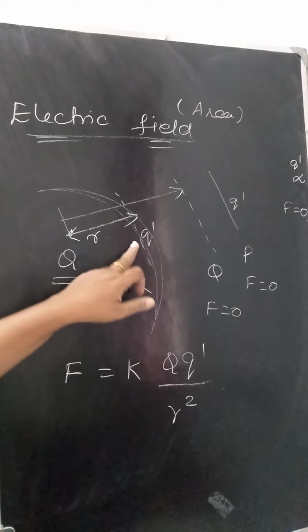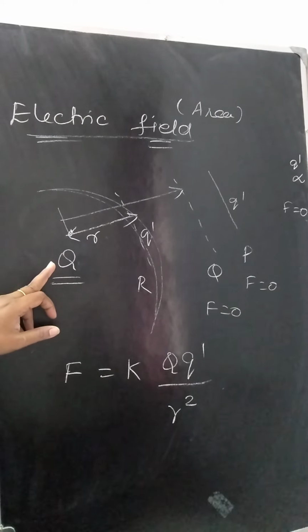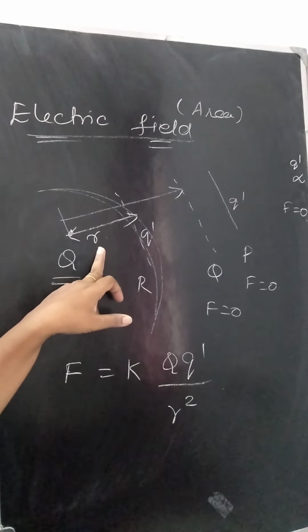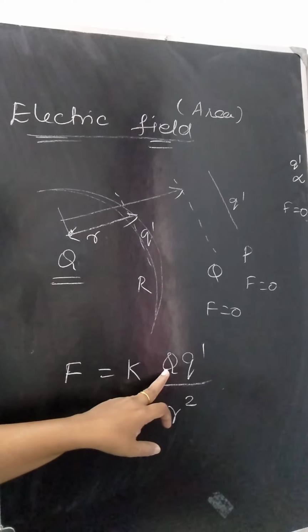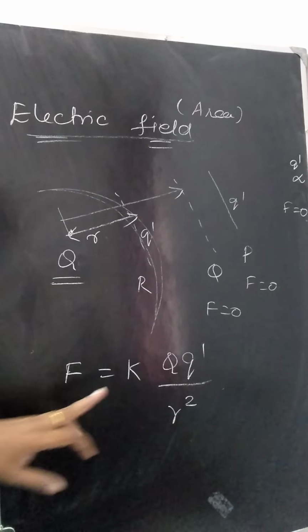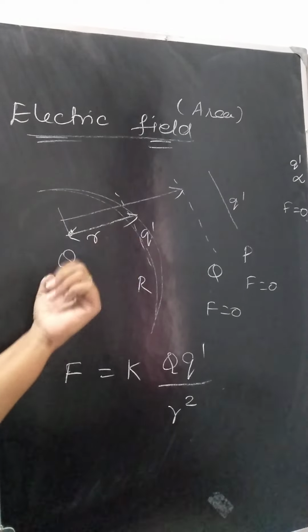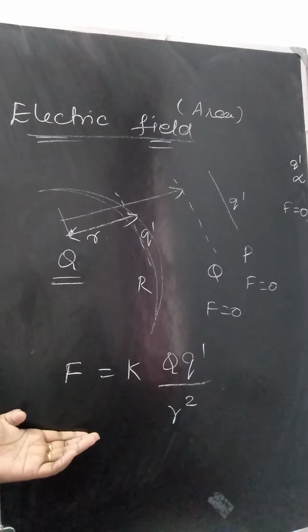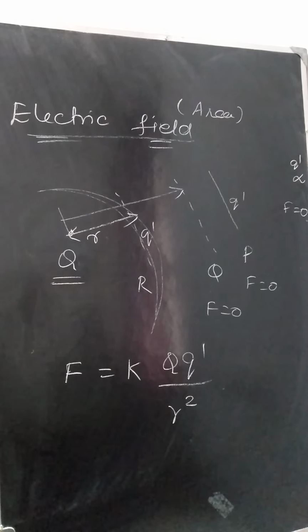What is the charge I got closer? Q dash. What is the source charge? Capital Q. What is the distance it experiences the force? R. So K into capital Q into Q dash divided by R square is the force of attraction or force of repulsion. If both are positive or both are negative, repulsive force. And if they are unlike charges, attractive force. Okay?